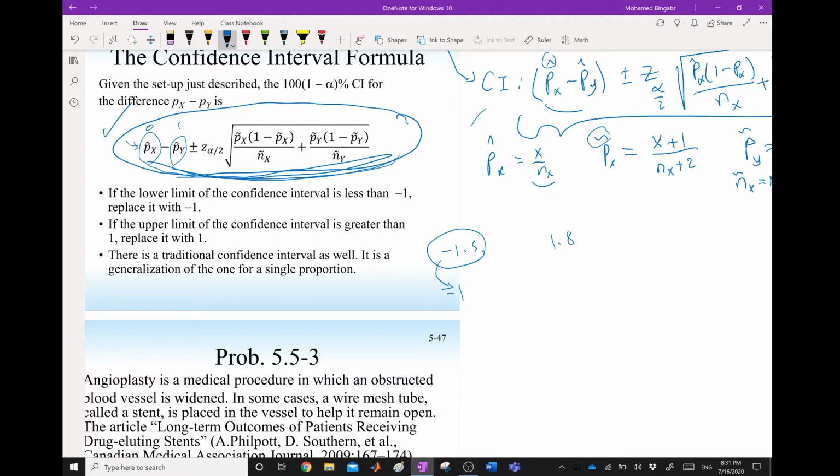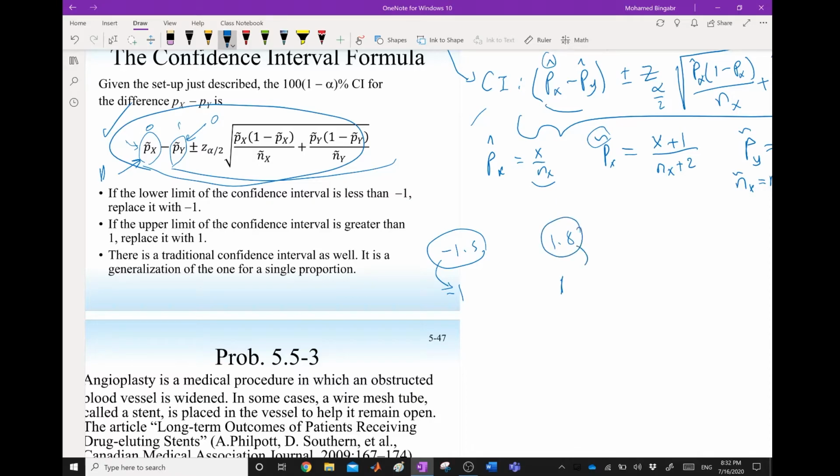Same thing, the maximum value this can be is when px is 1, so the population is total success, and py is 0. That means 0 success. So 1 minus 0 is 1. So the maximum it can be is 1. So if you get values above that, then round it to 1.